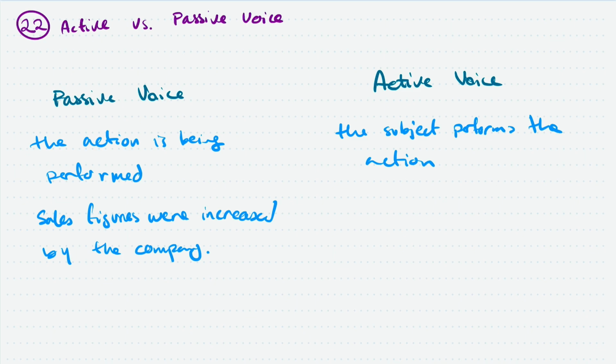And in the active voice, the same sentence could be: the company increased the sales. So as you can see, in the passive voice it's more about the action of the increase, that the sales were increased. It's more about that action. And in the active voice, it's more about the company, the actor which performed the thing that you're talking about.